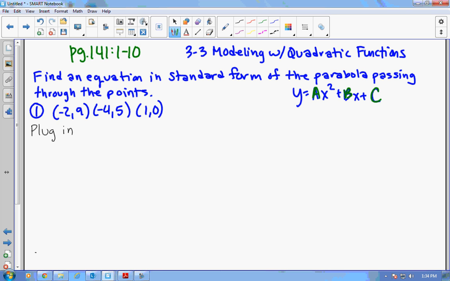Which point on number 1 do you think is easier to work with? 1, 0. There's zeros. Those are the easier ones. 1, 0. And 1 is your x coordinate, and 0 is your y coordinate, right? What do I mean by plugging in 1, 0?